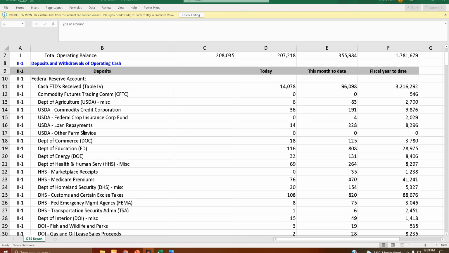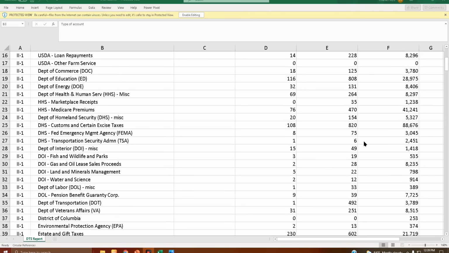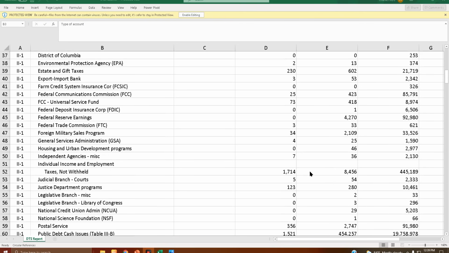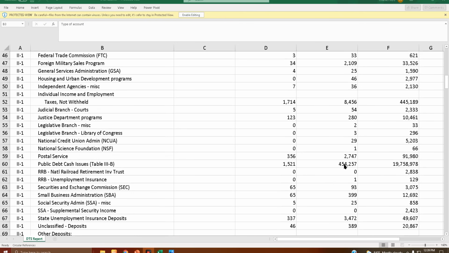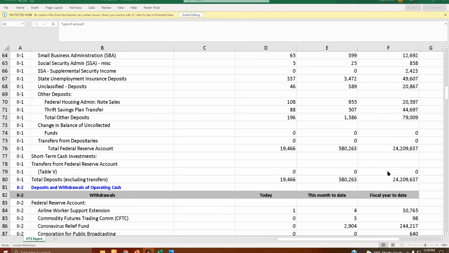Now let's scroll down. You can see that you have the basic stuff here, your different sectors. You have the Department of Transportation, Veterans Affairs, Department of Labor, Water and Science. Nowhere close. The only thing that gets relatively close and actually beats it by a lot is the public debt cash issues, which fiscal year to date is 19.75 million. And then another big one is the total Federal Reserve account. Okay, so total deposits excluding transfers, 24.209 million this year.